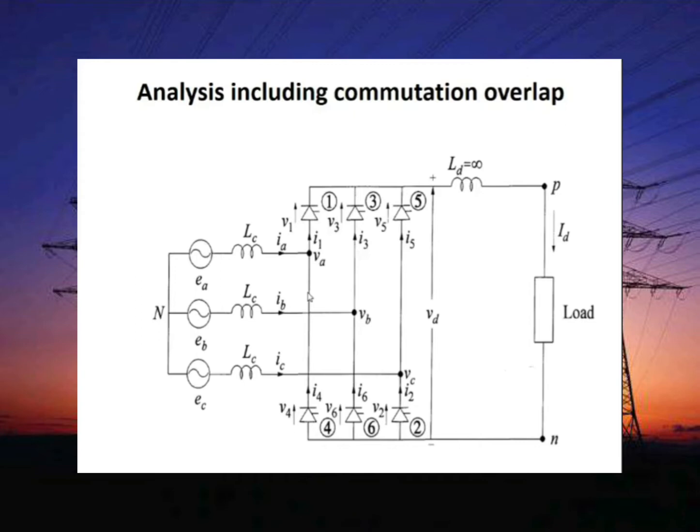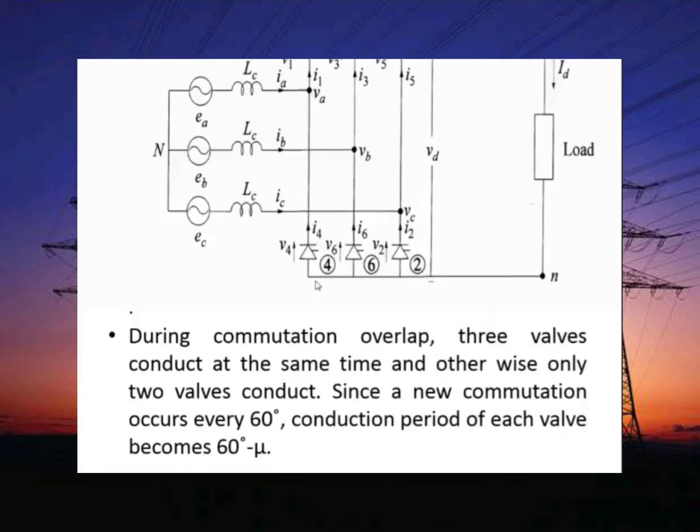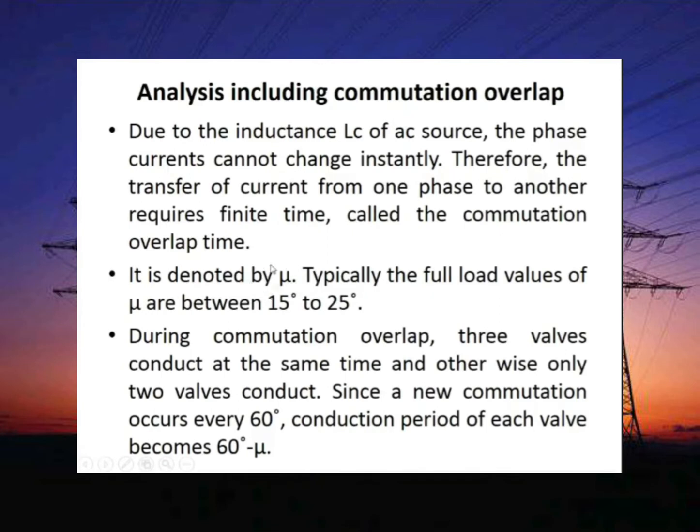So now what do you mean by commutation? Why does it happen? Due to the source inductance of the AC source present in this figure, the phase current cannot change instantly. Therefore, the transfer of current from one phase to the other requires a finite time. It is called the commutation time or overlapping time. And the corresponding overlap or commutation angle is denoted by mu. It is called the overlapping angle.